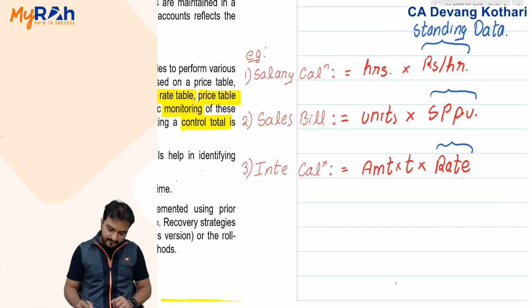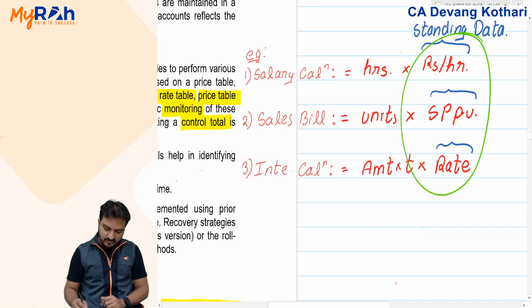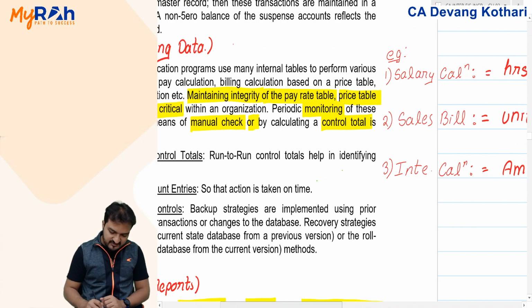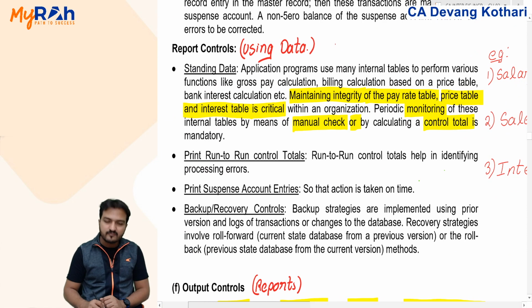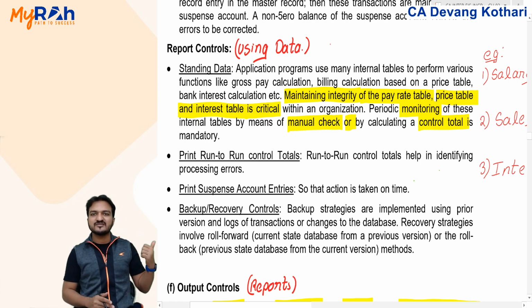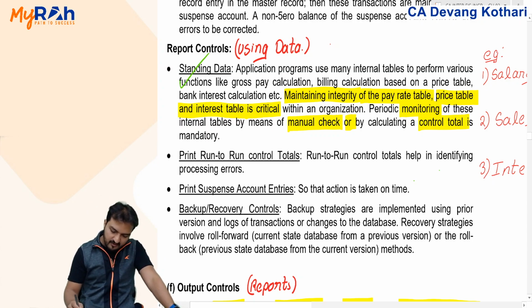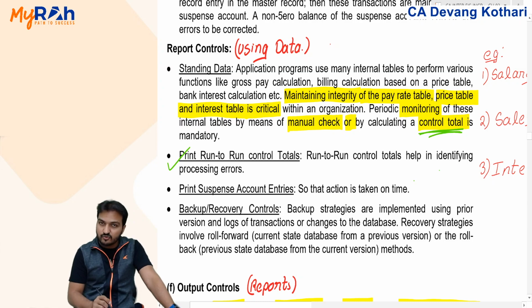Now, this standing data should be carefully managed, because if there is a mistake in that standing data, then not only one transaction but all transactions which are based on that standing data will go wrong. So standing data should be periodically monitored and manually checked, and other methods like control totals should also be kept.